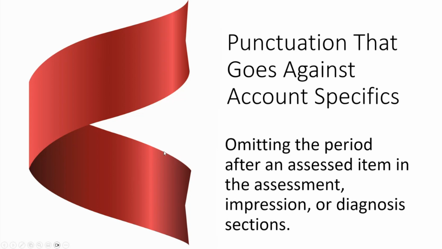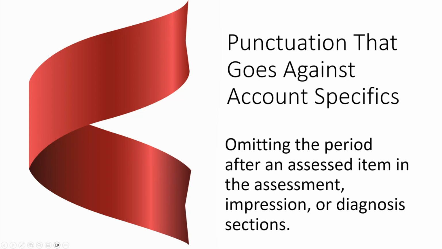So next we have punctuation that goes against the account specifics. Some of these punctuation items that go against your account specifics are deducted as just punctuation errors, and some of them are deducted as protocol failure errors. It just depends on what the rule is that you should have been following. So omitting the period after an assessed item in the assessment, impression, or diagnosis is one example.